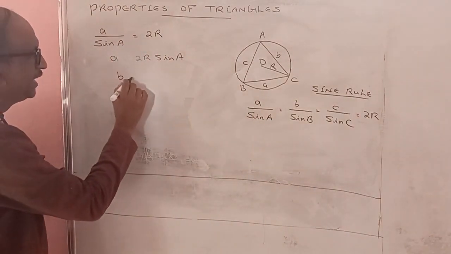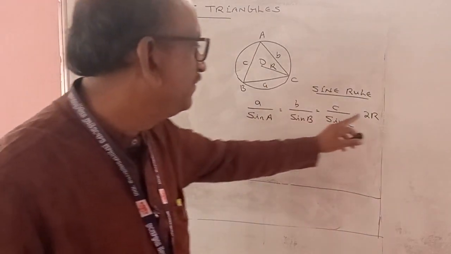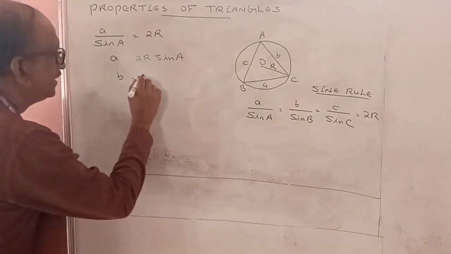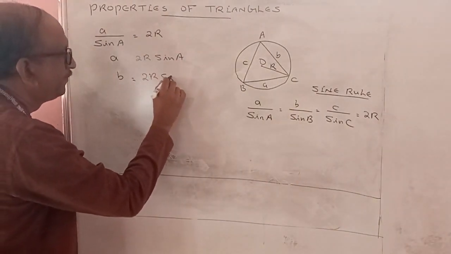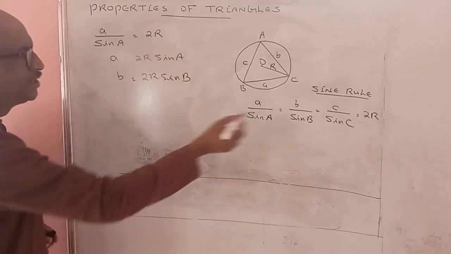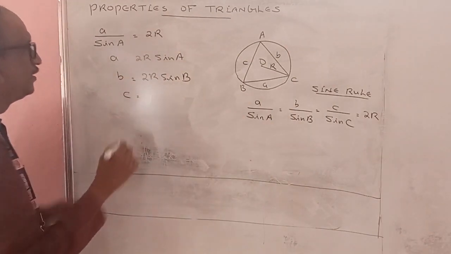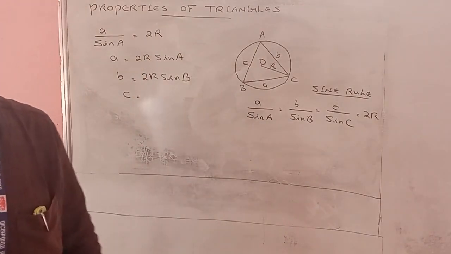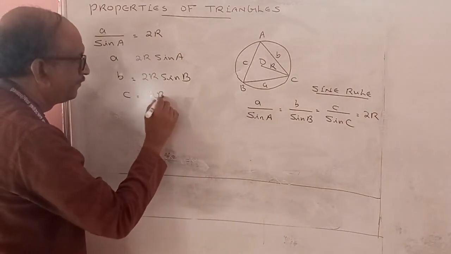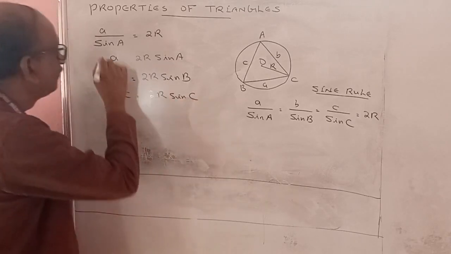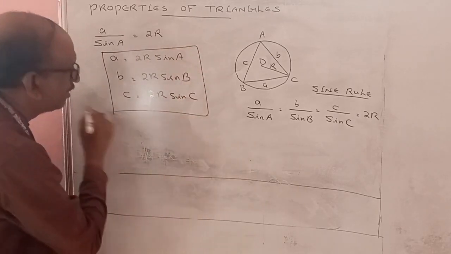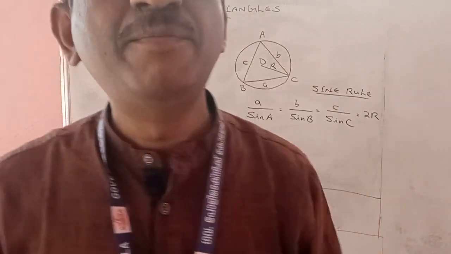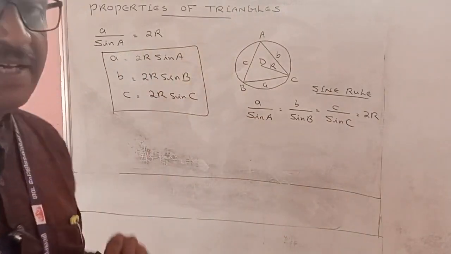Similarly, b by sin B is equal to 2R. Cross multiplying, we get small b is equal to 2R sin B. And small c is equal to 2R sin C. These results are also important from the problem solving point of view. Next result.